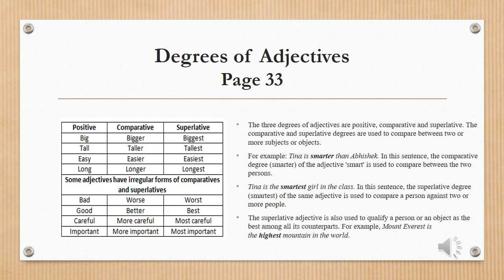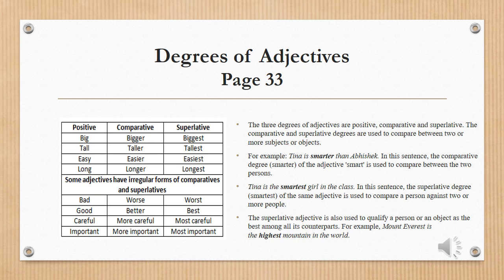Our next topic is degrees of adjectives. We know that an adjective modifies a noun or tells us something about a noun. There are many types of adjectives like descriptive adjectives, proper adjectives, adjectives of quantity, adjectives of number, and many more. Adjectives are divided into 3 degrees. Have a look at the table. The 3 degrees are positive, comparative, and superlative. Whenever a comparison has to be made between 2 or more subjects or objects, comparative and superlative degrees are used.